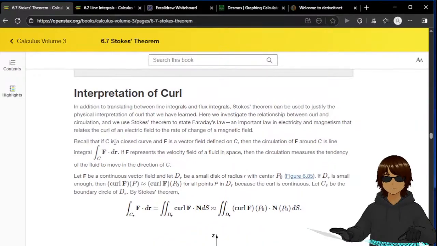Recall that if C is a closed curve and F is a vector field defined on C, then the circulation of F around C is the line integral of F dot dr. If F represents the velocity field of a fluid in space, then the circulation measures the tendency of the fluid to move in the direction of C.